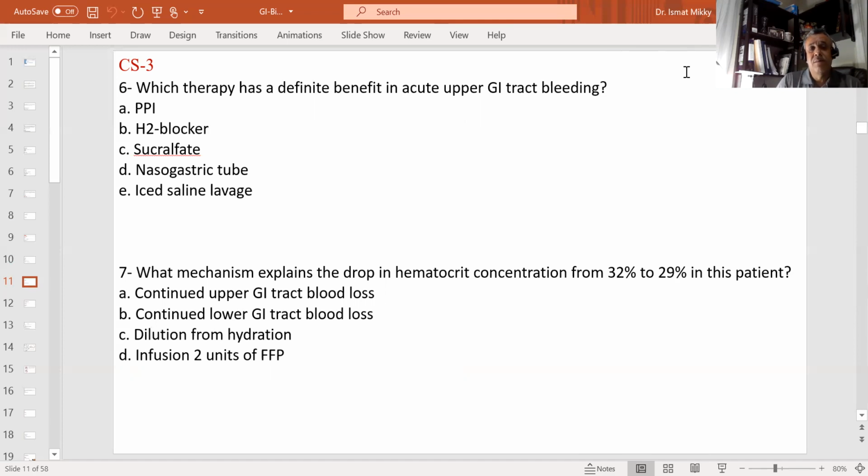What mechanism explains the drop in the hematocrit concentration from 32 to 29 in this patient? So the dilution from dehydration, more fluid administered, dilution. It is expected that patients will have a decrease of 3 to 4 points of the hematocrit concentration just from receiving the hydration of fluids.